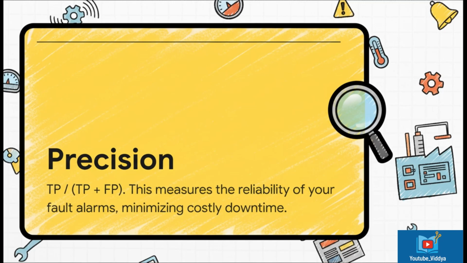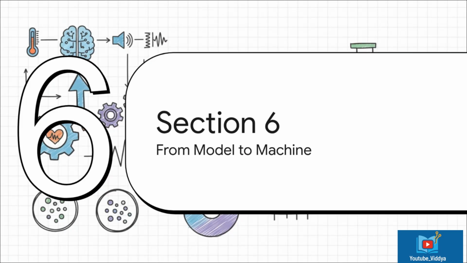Now, the other side of that coin is precision. This asks a different question. When our model does raise an alarm, how often is it right? In other words, when that alarm goes off, can we trust it? High precision is what saves you from those costly, unnecessary shutdowns. And the real art of engineering here is finding that perfect balance between high recall and high precision for your specific machine.